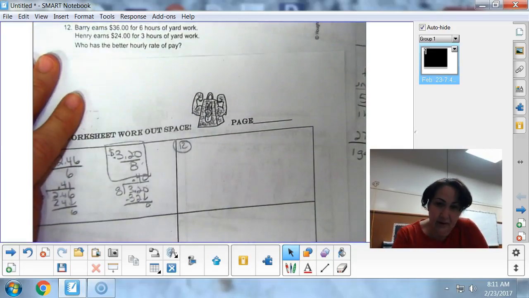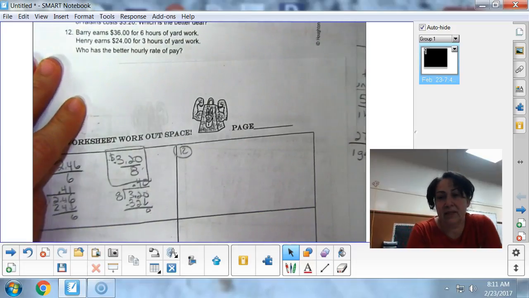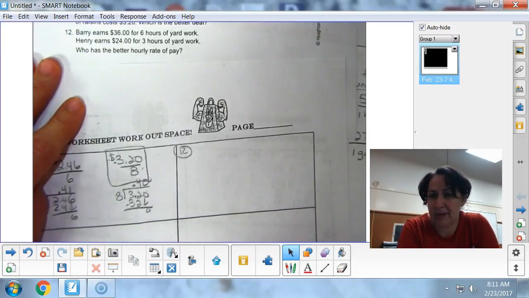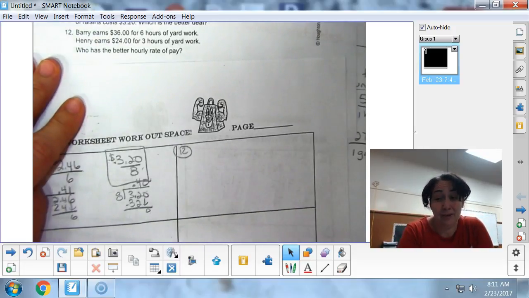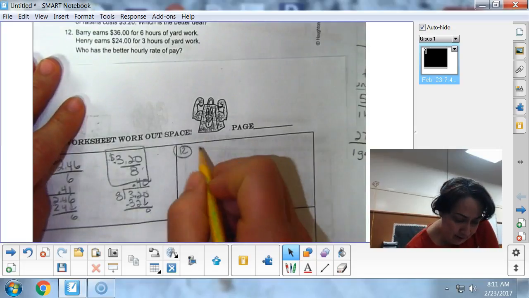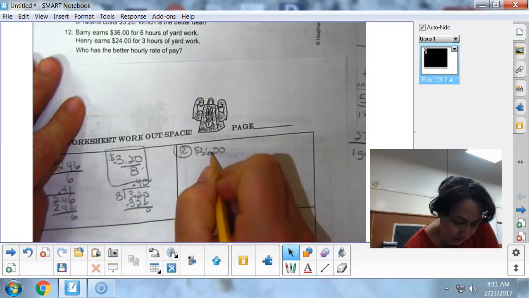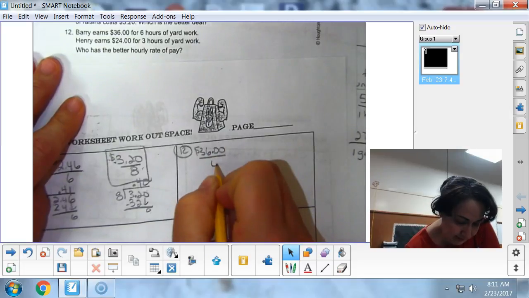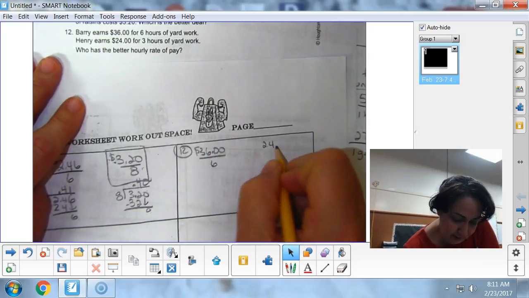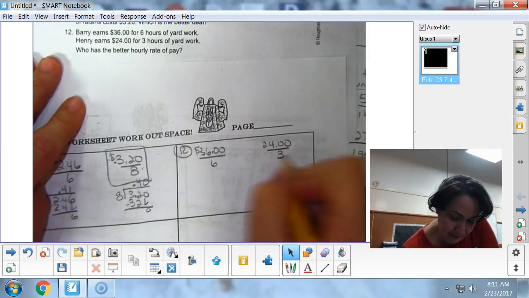It says Barry earns $36 for 6 hours of yard work. Henry earns $24 for 3 hours of yard work. Who has the better hourly rate of pay? Who gets paid more for each hour? So we have to find the unit rate. We have to divide. So $36 divided by 6 and $24 divided by 3.